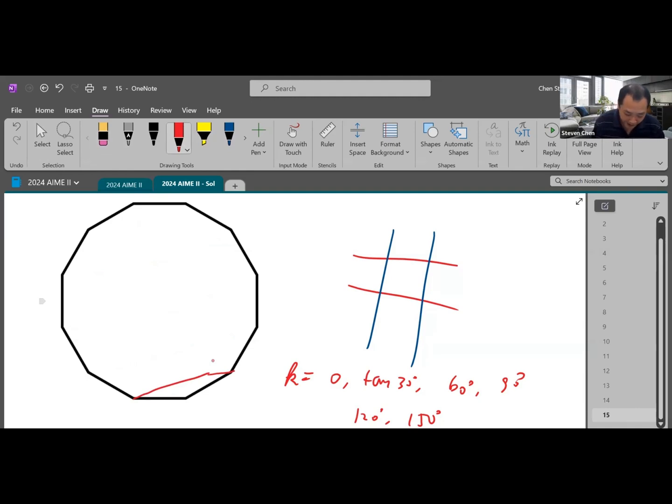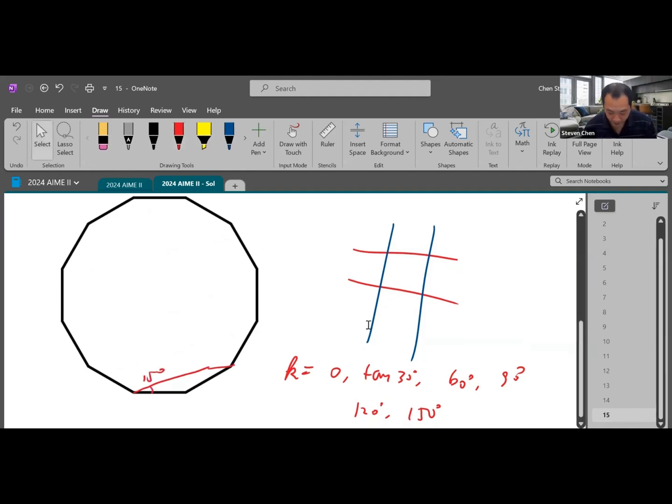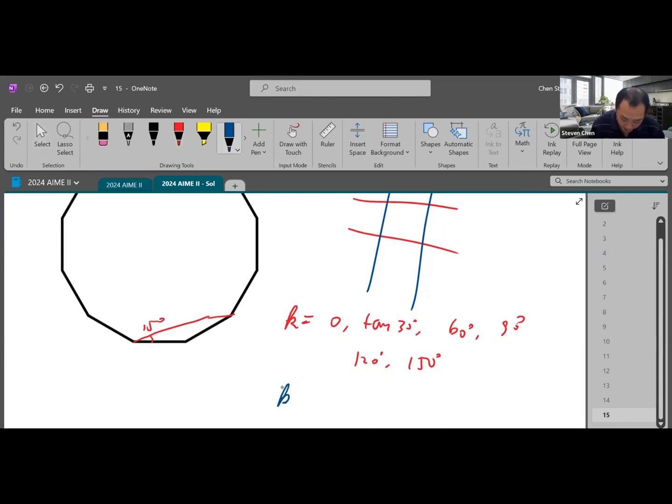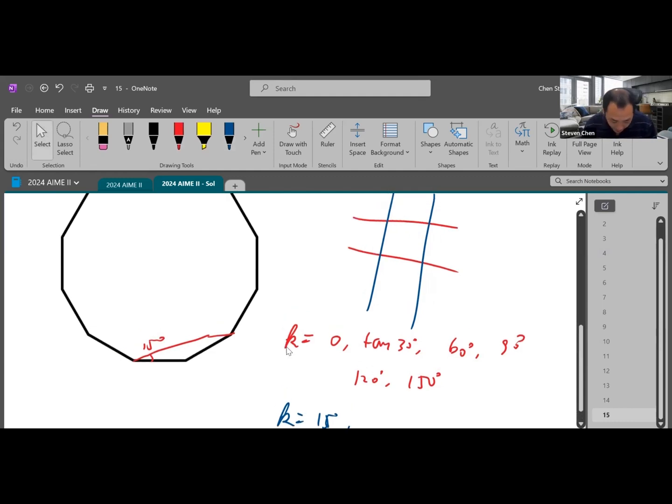So we know this angle is 15 degrees. Okay? So all such cases could be from 15. So here it should be tan of 15. Okay? So I just dropped the tan, but I refer to tan of 15. Okay? And what is the next one?